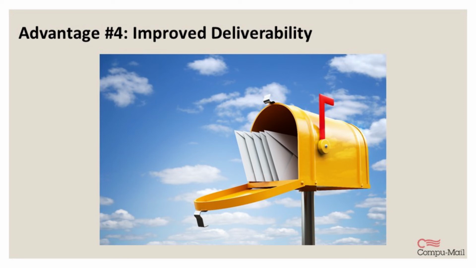Another advantage is improved deliverability. Once a mailing list has been run through National Change of Address, or NCOA, Coding Accuracy Support System, or CASS, and other mailing software, your list will be returned to you so you can update your database. When you take the time to ensure that your customer and member information is accurate and up to date, it improves deliverability rates, with less mail being returned due to incorrect or outdated address information.